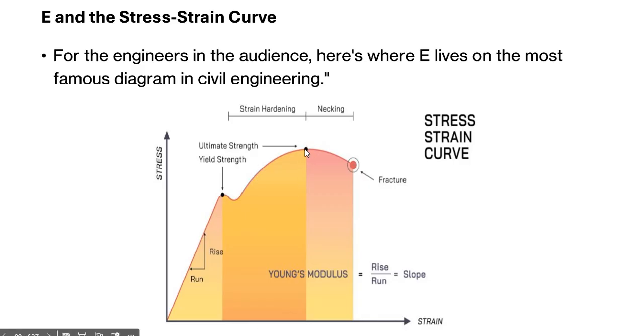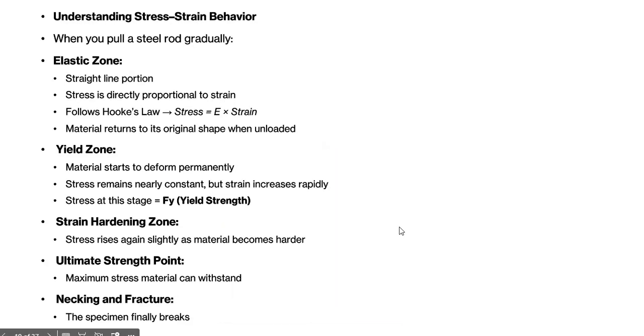So that is the maximum point of the material where maximum stress occurs. After that ultimate strength, the material starts necking, and finally permanent fracture will occur. So this is what is explained here: necking and fracture. The specimen finally breaks. So the maximum stress the material can withstand is called ultimate strength. I will explain once again.